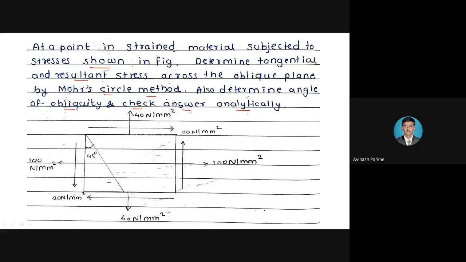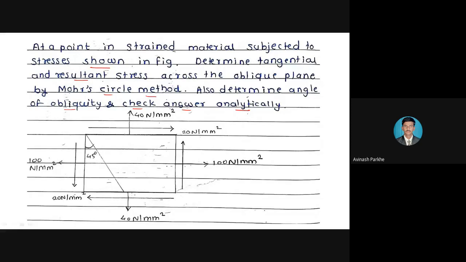That means the angle of obliquity, phi, also has to be calculated. Whatever answers you get through this graphical method, you have to check through the analytical method. For case number 3, we have a list of formulas, and through these formulas we can verify all the answers.